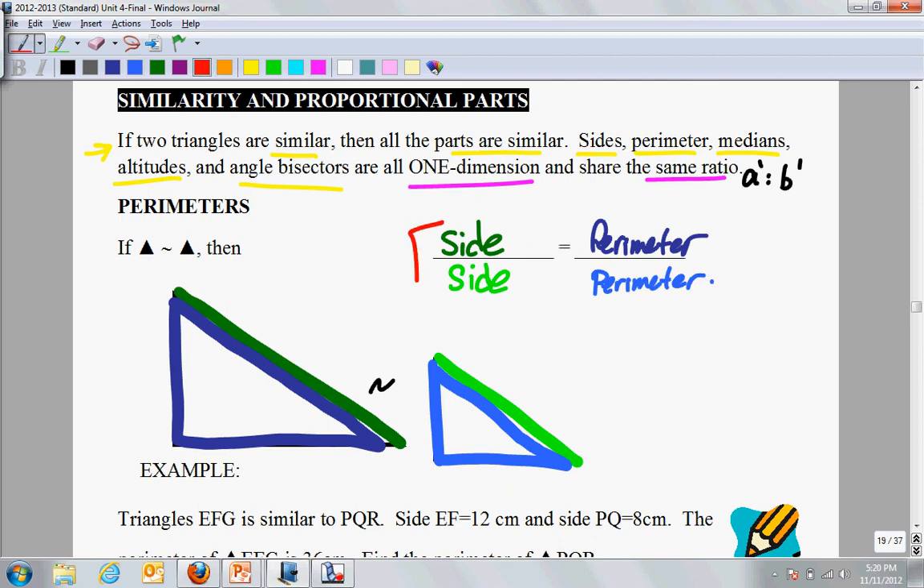Remember, side over side ratio, another name for that is scale factor. So side over side equals perimeter over perimeter.